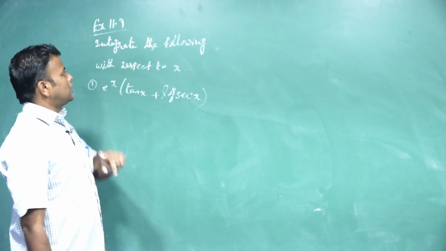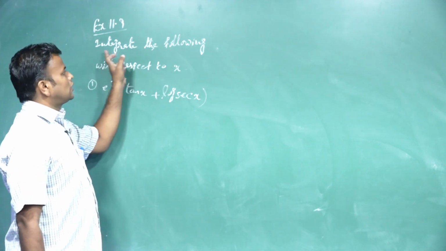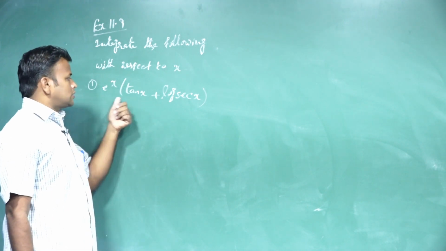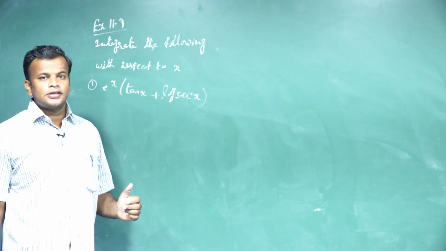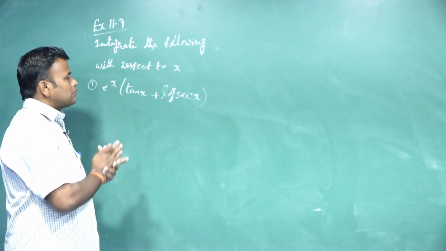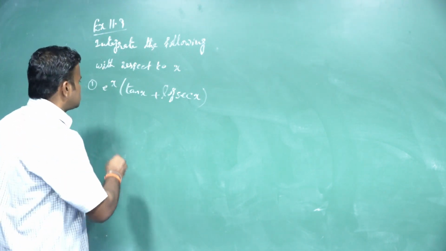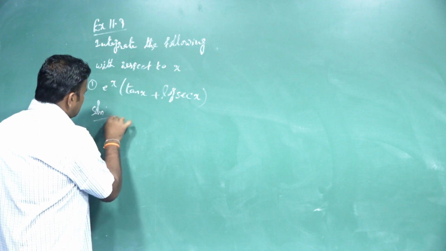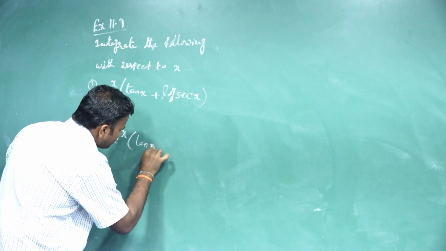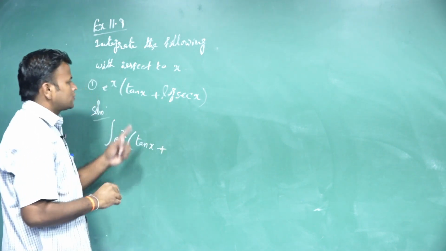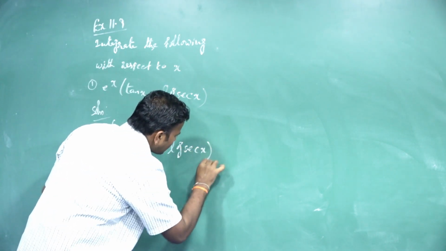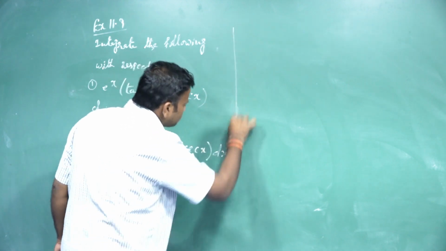In exercise 11.9, we see the question: integrate the following with respect to x. The first sum is e power x within a bracket tan x plus log secant x. Using this formula, though it is not stated, you must understand that the sum follows the previous formula. Okay, now we see the sum. We integrate e power x of tan x plus log secant x with respect to x, so we put dx.